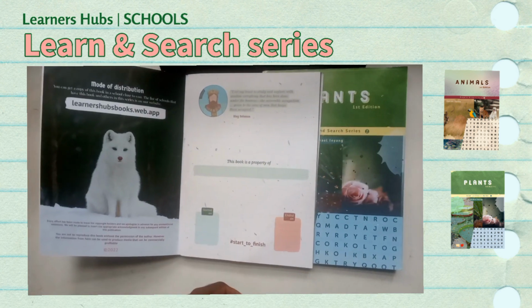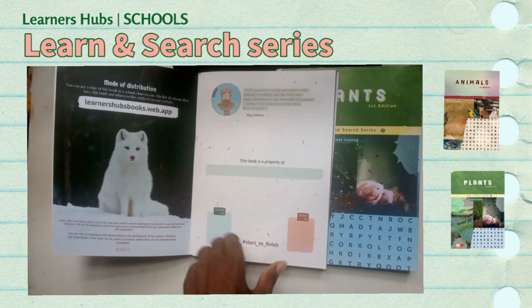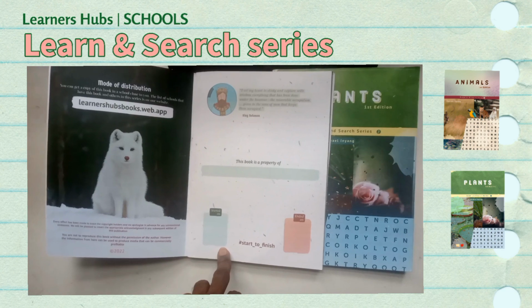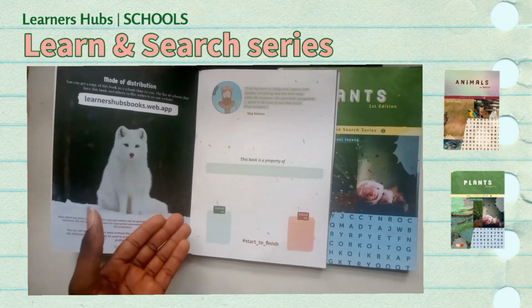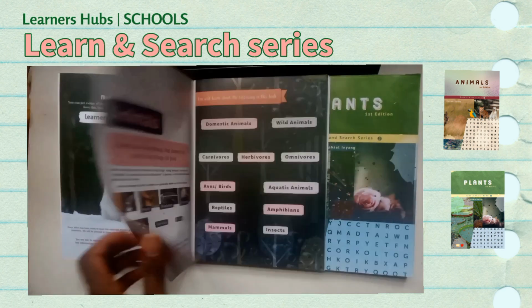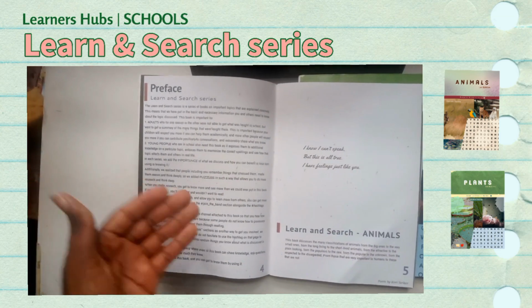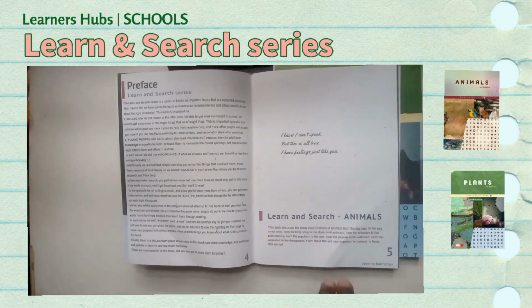The first page has basic information about this particular book and how you can write your name. Here is a hashtag that you can use to show us when you started the book and when you ended it. On the next page, we have a preface of the Learn and Search series in text and a preface of this particular book in text.